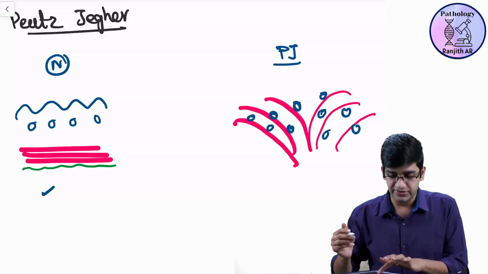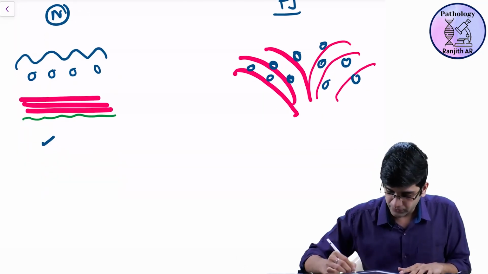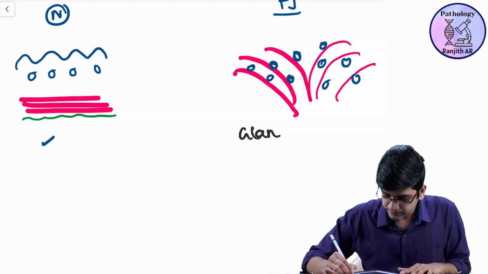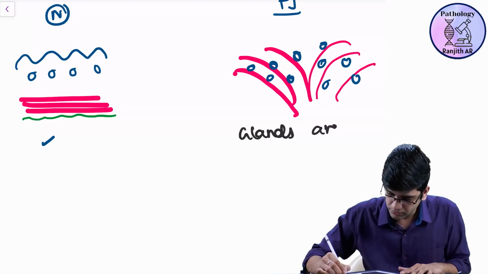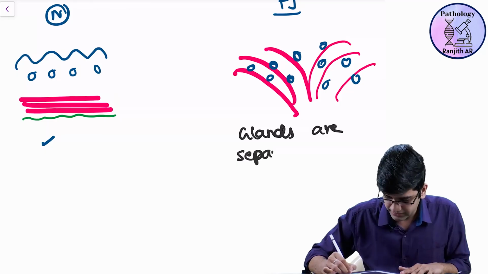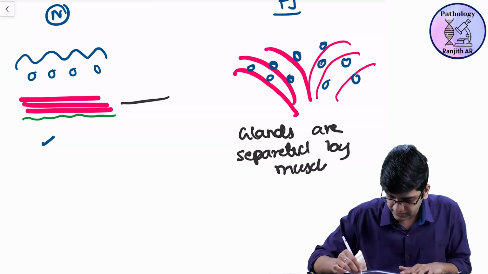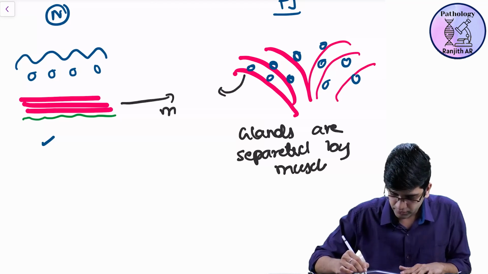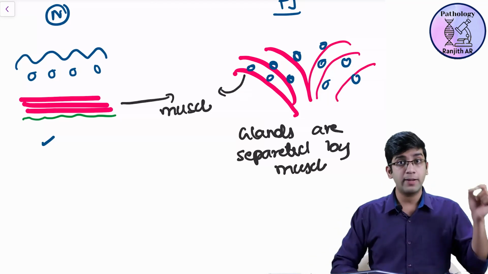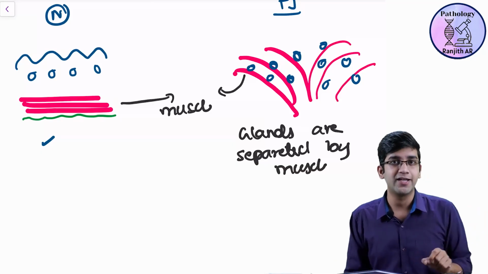I'm just going to write whatever I said. In the polyp, it looks like the glands are being separated by the muscles. The muscle layer. The pink one is the muscle layer, fine? The gland is being separated by the muscle layer. So that's the only difference. So I'm going to define it. You are going to define it.